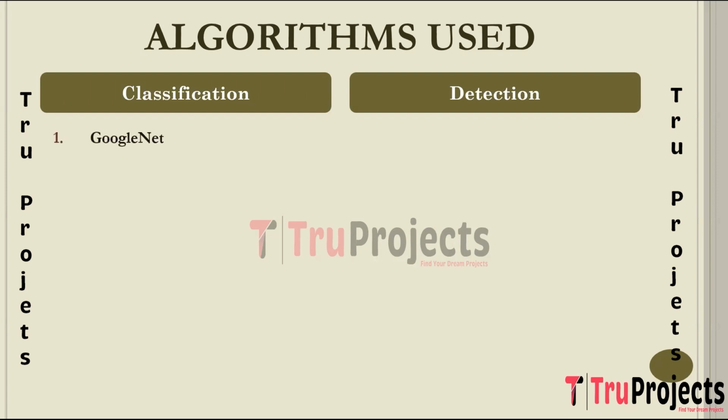The first algorithm is GoogleNet. GoogleNet is also called as Inception. GoogleNet introduced the concept of Inception module, which utilizes multiple convolutional layers with different kernel sizes in parallel. This allows the network to capture features at various scales simultaneously. GoogleNet is employed for its efficient use of computational resources and ability to capture both fine and coarse features. It is particularly useful when dealing with objects at different scales in image classification tasks.